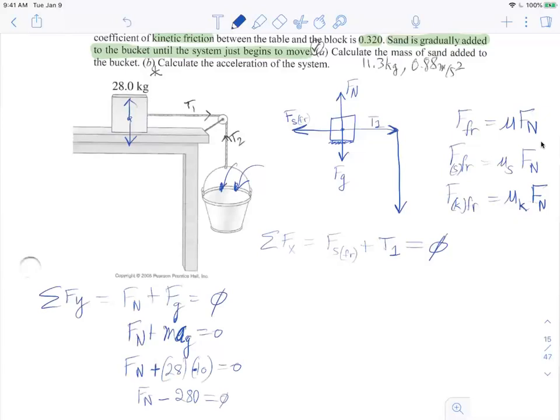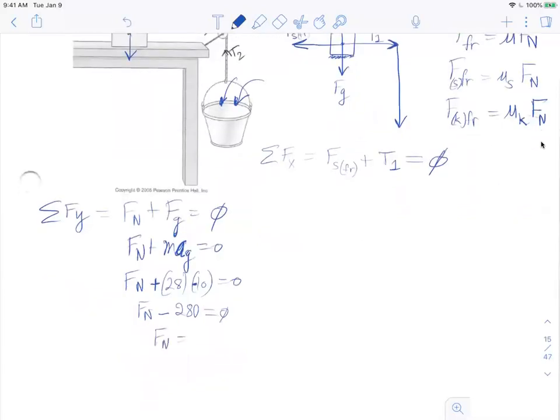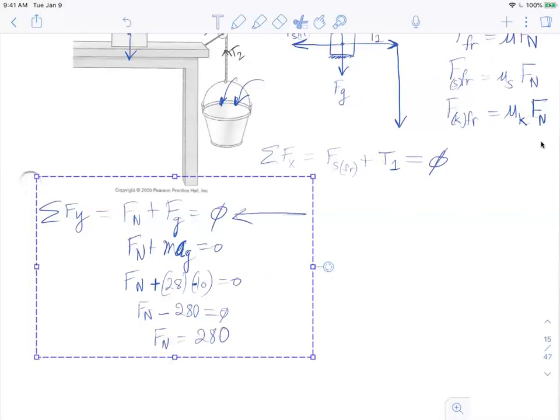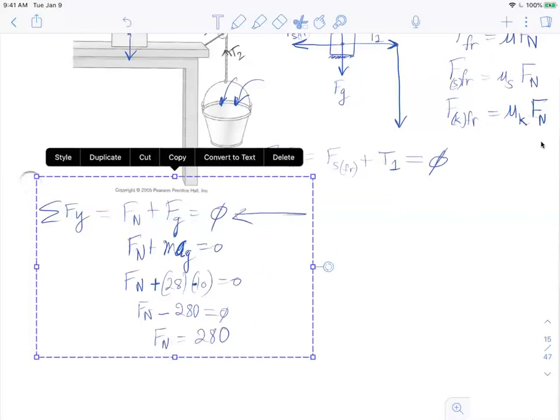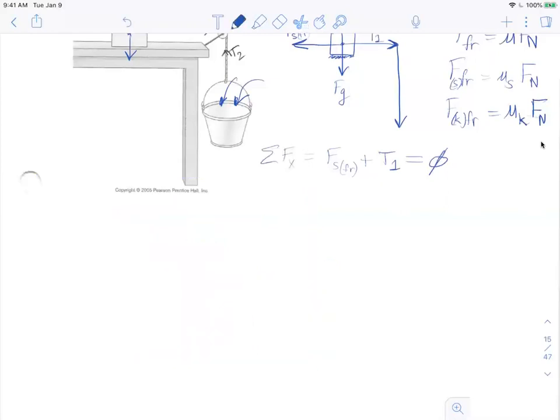And F of n, the normal force, is equal to 280, which makes sense. If the mass is pushing down on the table with 280 newtons, the normal force is pushing up with 280 newtons. And that's really the only way to have no movement, when the net force equals 0. Okay, so that was a lot of work for something that's probably obvious to everybody. But we now know that the normal force is equal to 280 newtons.